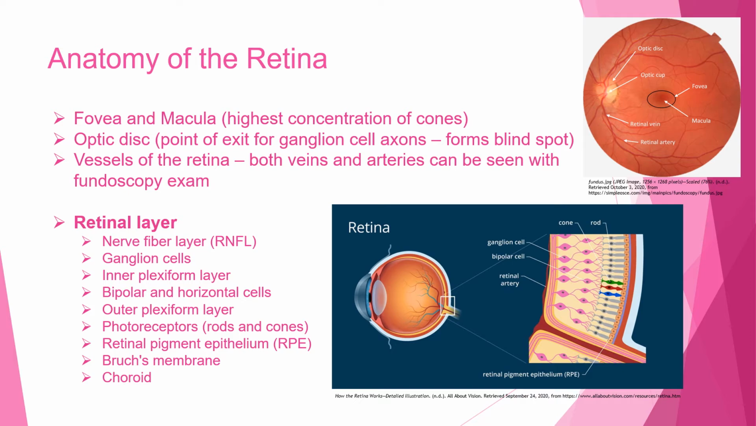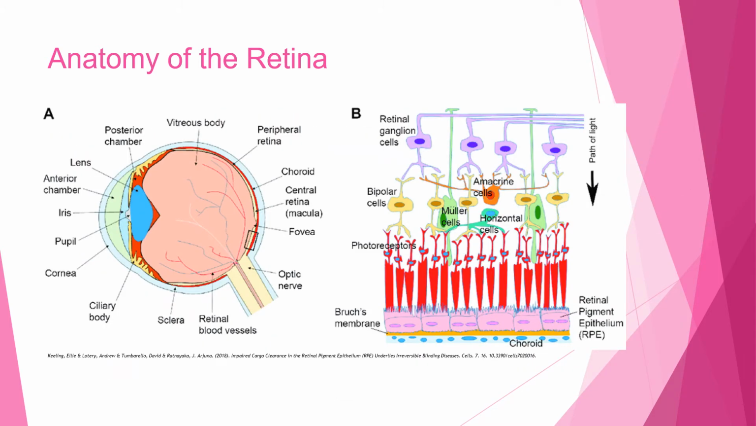The next layer, Bruch's membrane, serves as a barrier between the retina and the choroid. Lastly, the choriocapillaris is a series of capillary network that nourishes the photoreceptors, the cones and the rods, and also gets rid of waste. And here are more helpful diagrams to help you understand and orient you to the anatomy of the eye. Feel free to pause the video and have a better look.